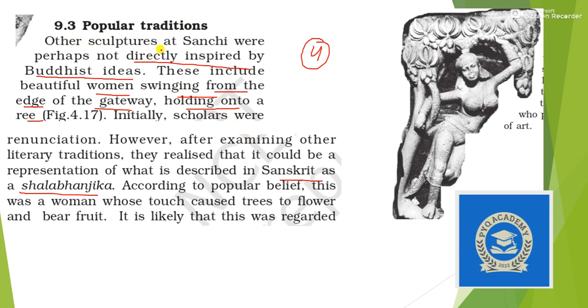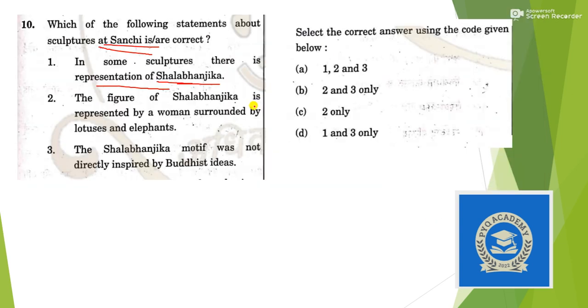Second, other sculptures at Sanchi were perhaps not directly inspired by Buddhist ideas. That means the Sahal Vanjika sculpture was one of those sculptures which was not directly influenced by Buddhist ideas. Got it? So let's read the statements again. In some sculptures there is a representation of Sahal Vanjika. Yes, this is true. Then, the figure of Sahal Vanjika is represented by a woman surrounded by lotuses and elephants. No, this is a wrong statement. Then, the Sahal Bhanjika motif was not directly inspired by Buddhist ideas. This is true. This is given in the first para itself.